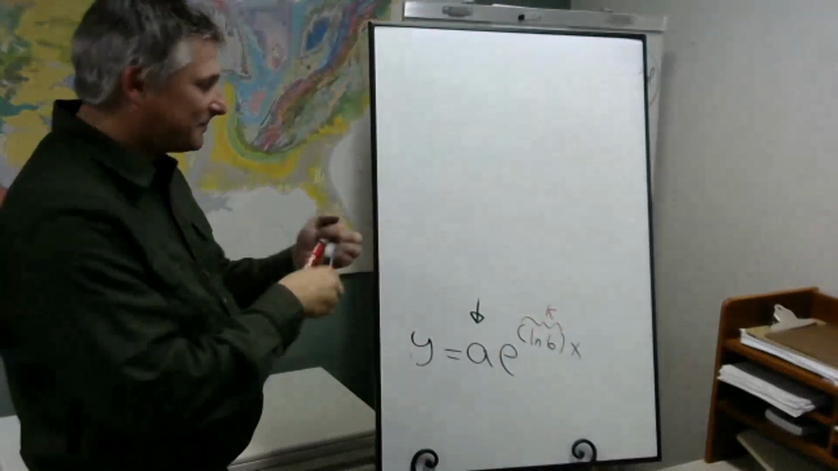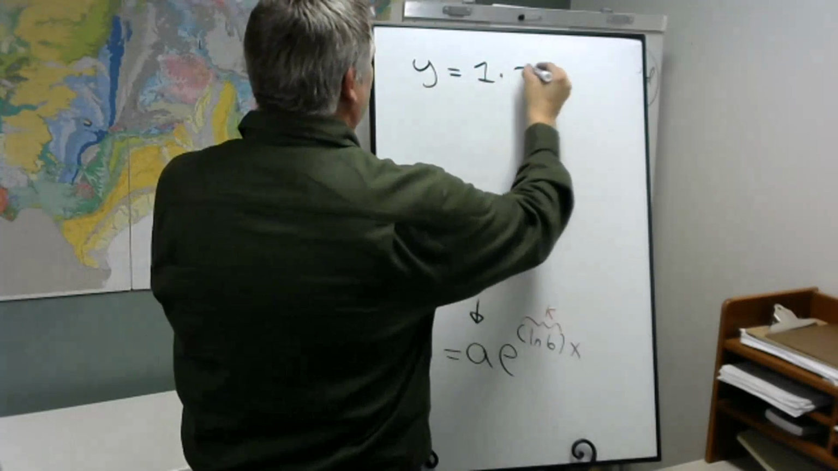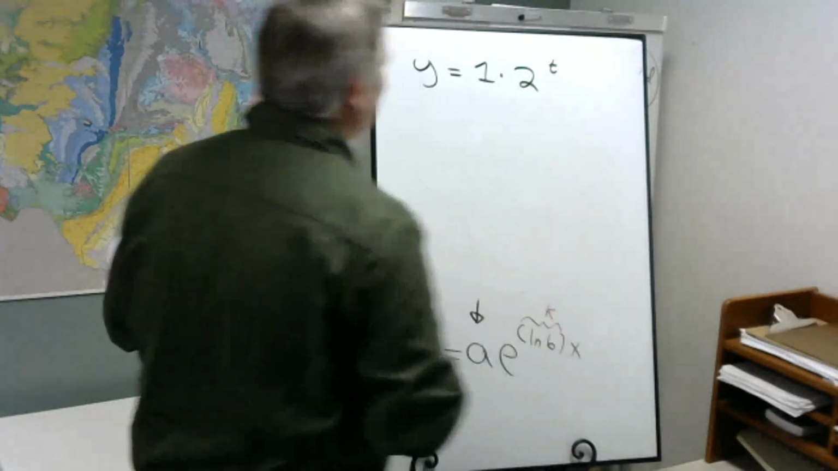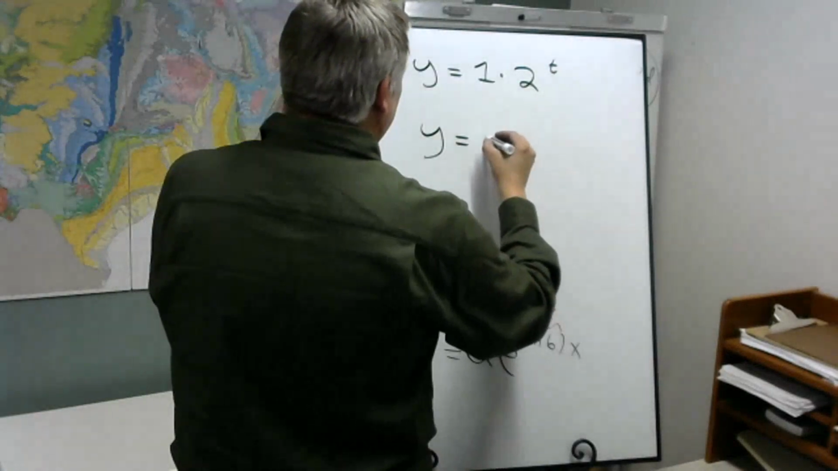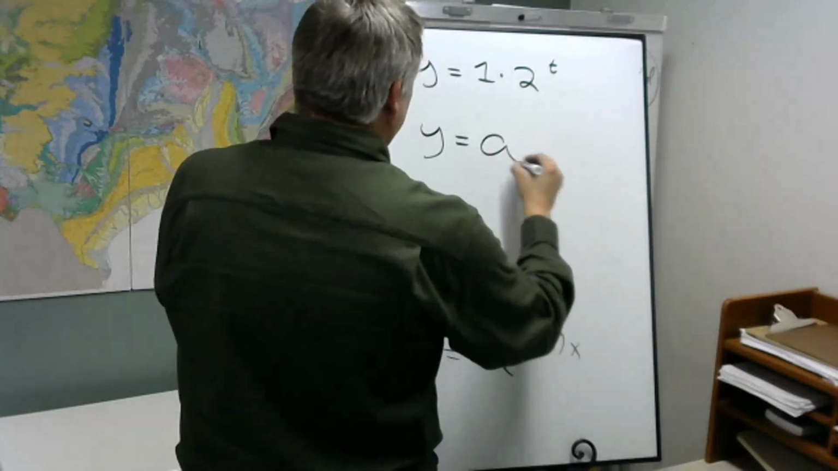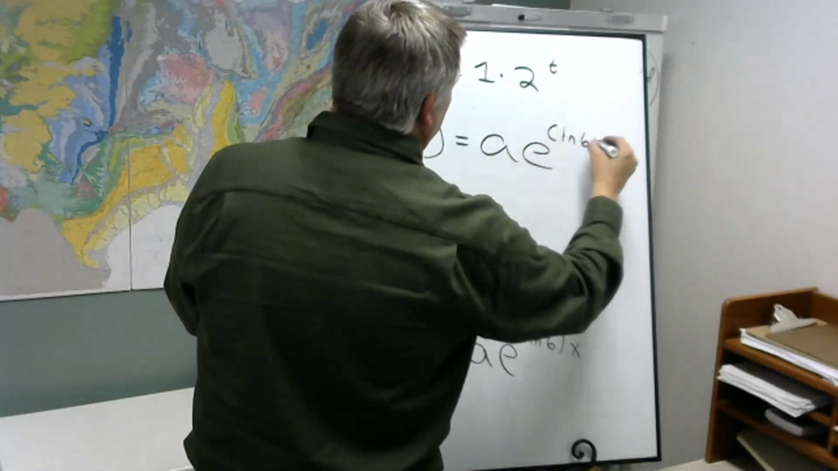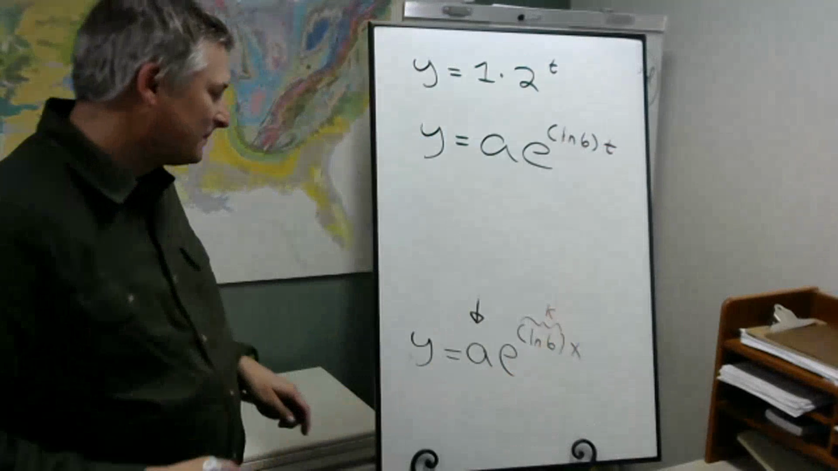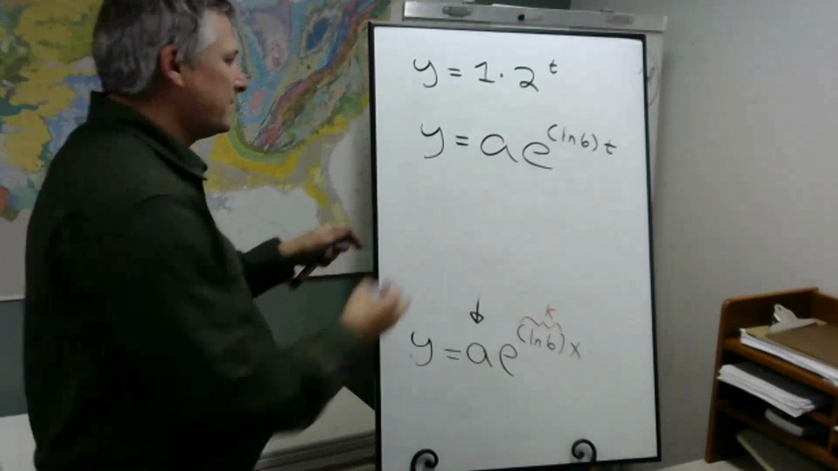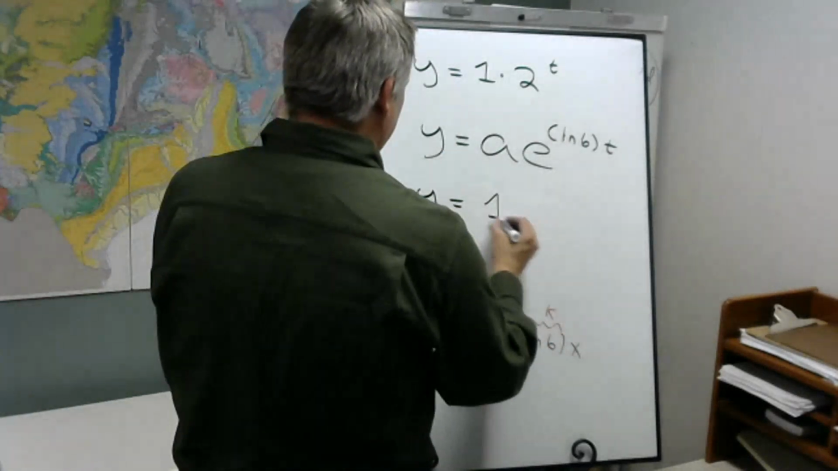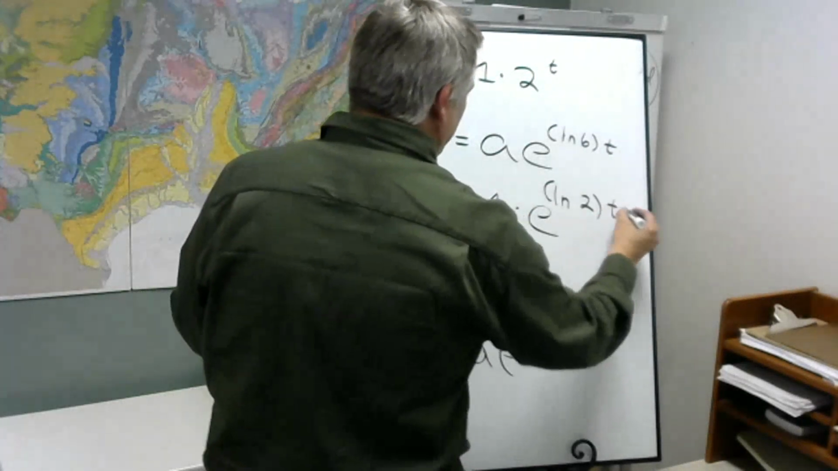So let's take a look at that model we're using for bacteria. Y equals 1 times 2 to the t. We want to rewrite this as y equals, well, we're going to have a e to the natural log of b times t for us, because we're going to use t instead of x. Well, for us, a was just 1. And it's going to be e to the natural log of 2 t.